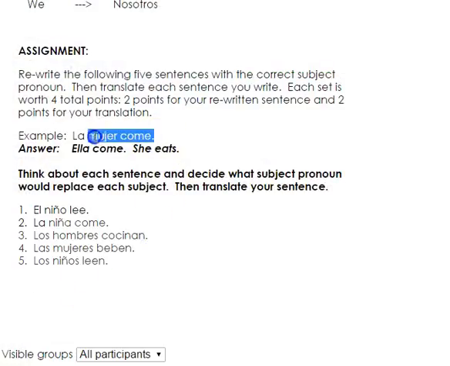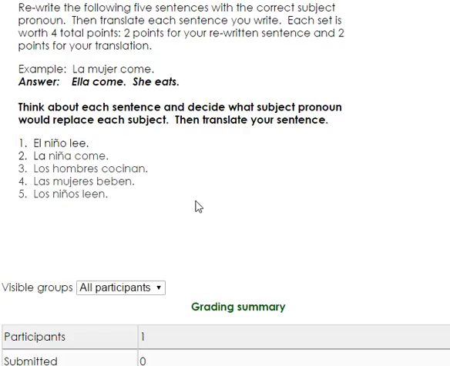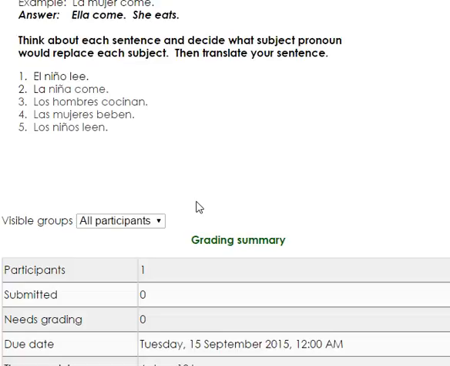For example, you will read below a sentence like, la mujer come. You would erase the word mujer and replace it with the subject pronoun she. That is the most appropriate subject pronoun to replace the subject in the sentence. After you rewrite the sentence with the subject pronoun, you will then translate the sentence into English to prove to me you understand what these subject pronouns mean. These are the 5 sentences you will be rewriting.